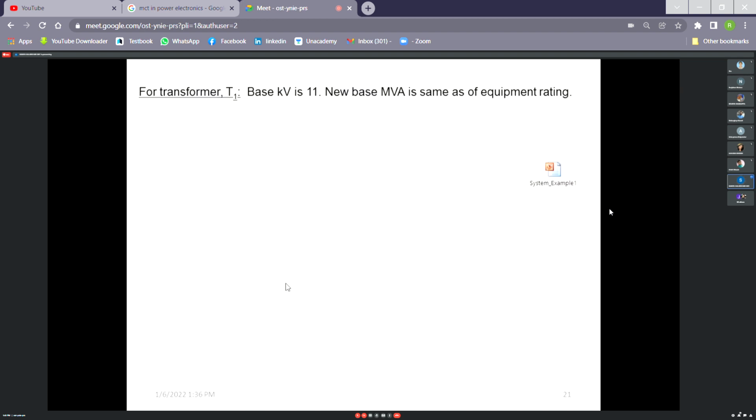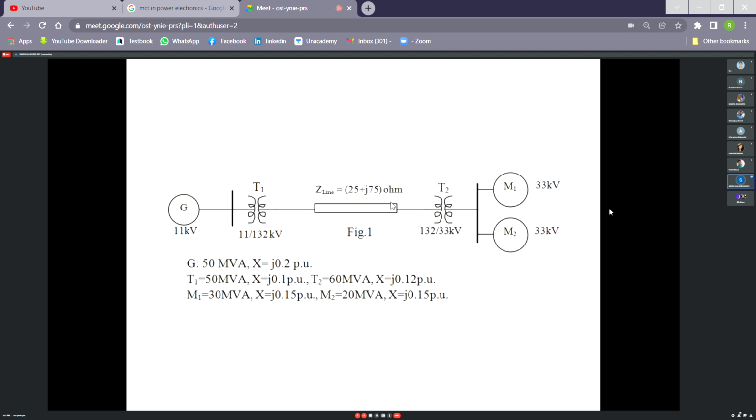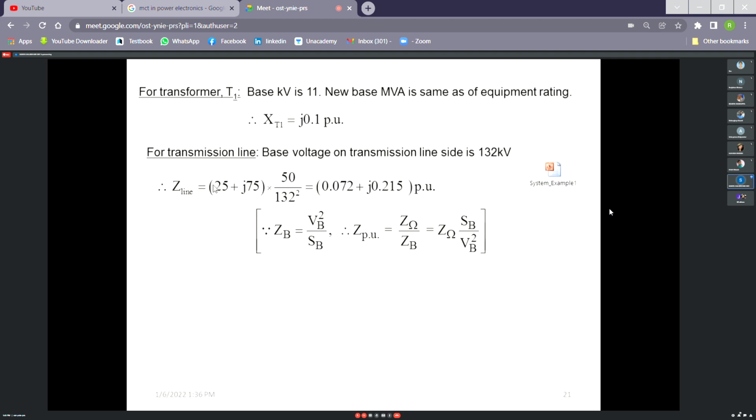Okay, in that way. For the transformer, the base kV is the same as the equipment rating, so XT1 will be the same. For the transmission line, the impedance is given. For the transmission line, voltage is 132 kV and the base MVA is 50, so you can calculate the base impedance. Directly I have calculated this: line impedance into 50 by 132 square. So we have calculated the line impedance in per unit. ZB equals VB square by SB, so Z per unit is Z ohm by ZB.